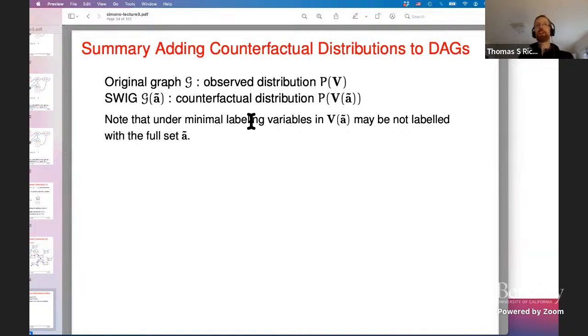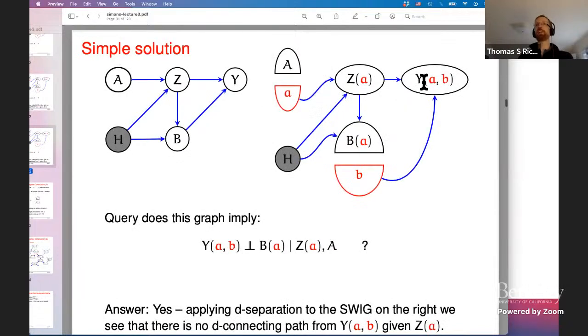Note that under the minimal or ancestral labeling I just showed, not all the variables in the graph will be labeled with the full set of things we intervened on. We saw that already here. This one is labeled with A and B, but these are not labeled with both A and B, and indeed this one is not labeled with anything. Same with H.